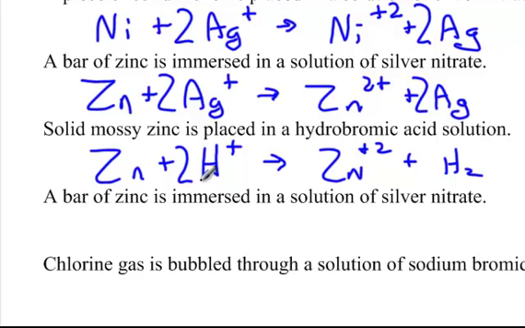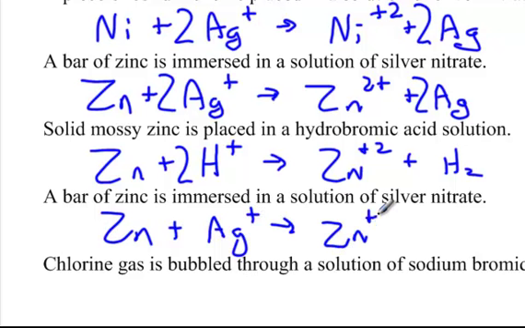The next is we have zinc immersed in a silver solution. Okay, and this looks exactly the same, doesn't it? Exactly the same as above. We get a little bit of silver solid, and we balance it out by putting 2 and 2. Remember, our atoms have to be balanced, our charges have to be balanced as well.